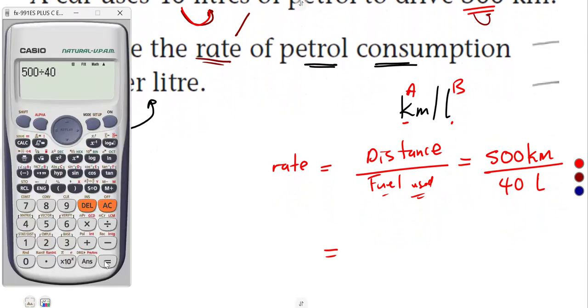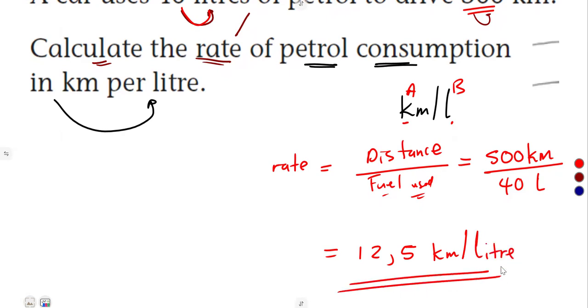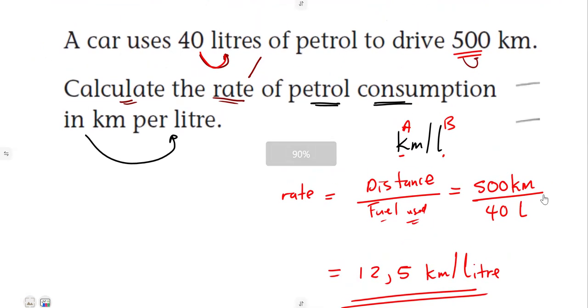500 over 40. So that is 25 over 2, or as a decimal, let's go back to the normal mode, sorry for that. So this is 500 over 40. That's 12.5 kilometers per liter. Just like that. You can represent L, or you can write per liter like that. It is in your hands. So this one was a basic, direct question.